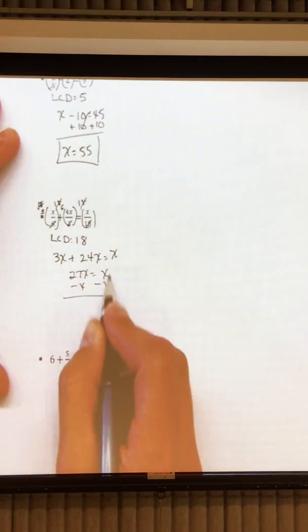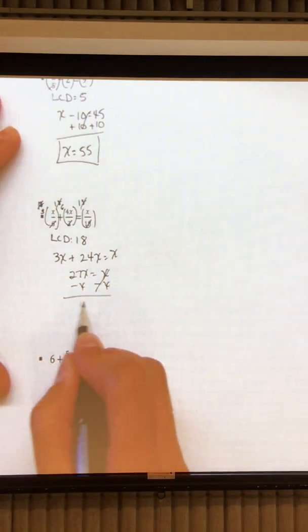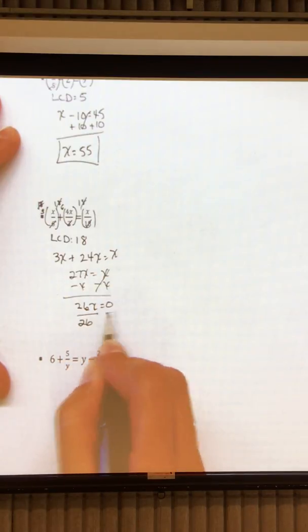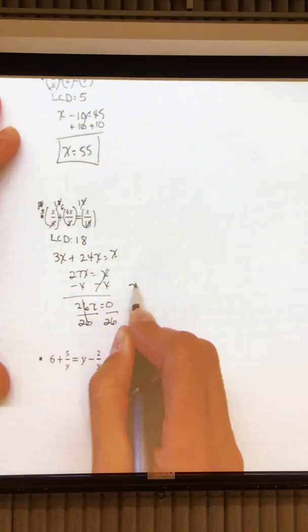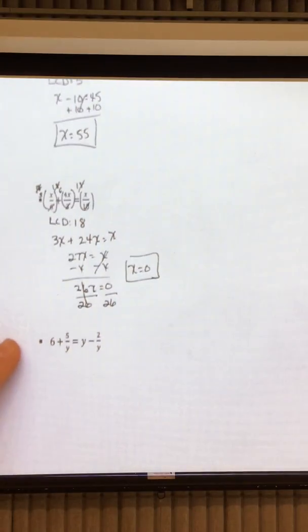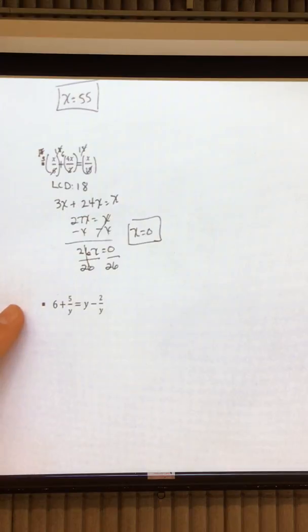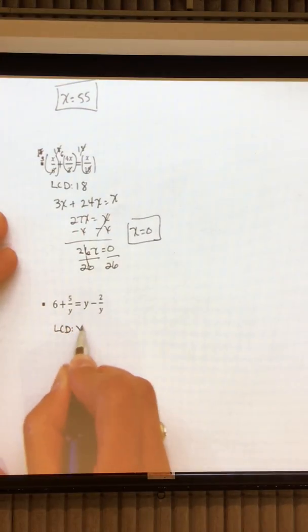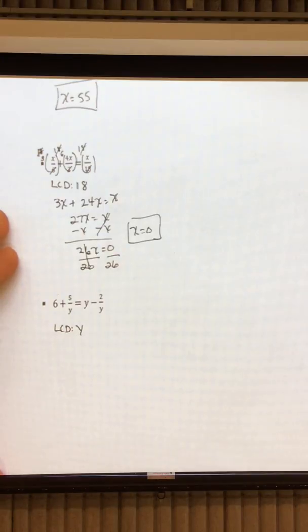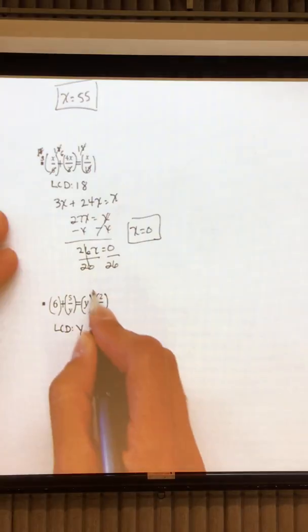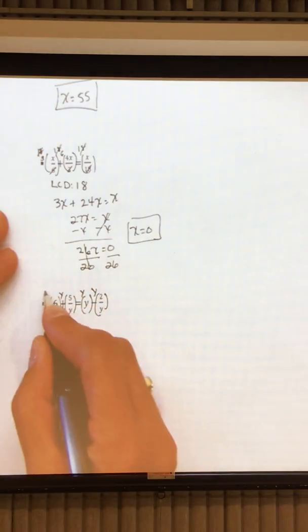Combine like terms, which means we move the x to the other side. 26x is equal to 0. Divide by 26. x is equal to 0. The next problem here, looking at our denominators, our least common denominator is y. So we multiply all terms by that least common denominator.